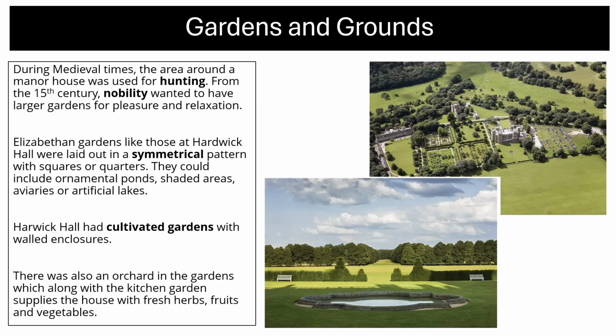Hardwick Hall had cultivated gardens with walled enclosures. There was also an orchard in the gardens, which, along with the kitchen garden, supplied the house with fresh herbs, fruit and vegetables, and of course gave people in the house something beautiful to look down upon, especially if you're standing in that long gallery, where you could look down on the gardens.